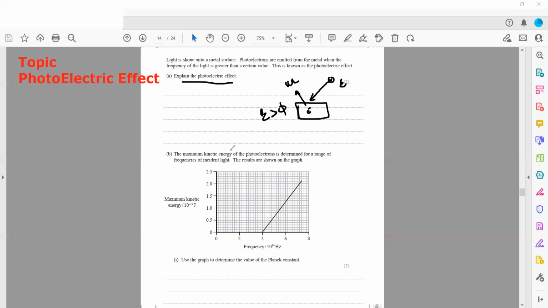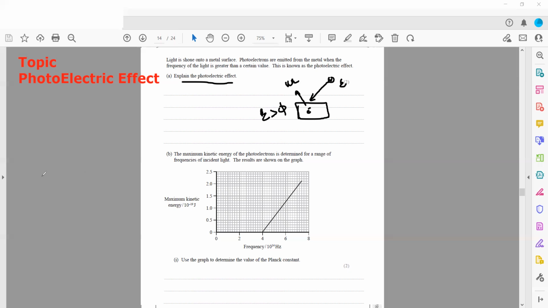Part B: the maximum kinetic energy of photoelectrons is determined for a range of frequencies of incident light. The results are shown. As we change the frequency, the maximum kinetic energy is also increasing. Use the graph. We have to calculate the value of the Planck's constant. So how can we work out the value of the Planck's constant?